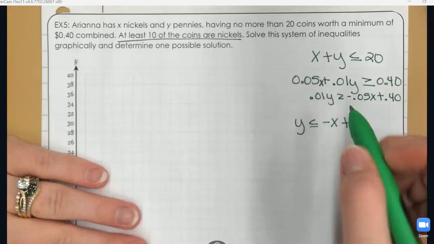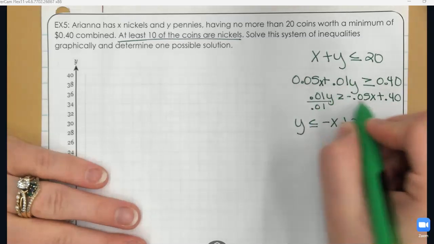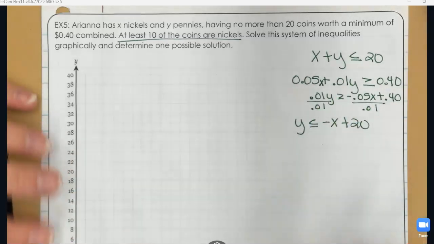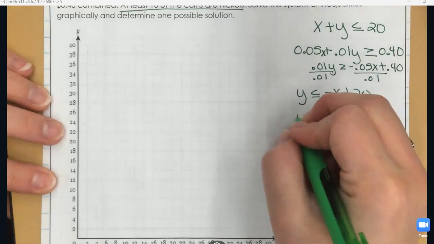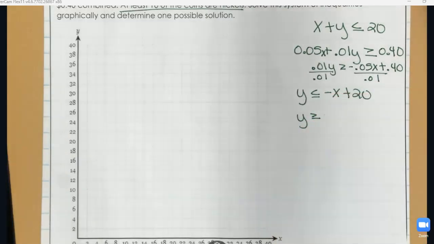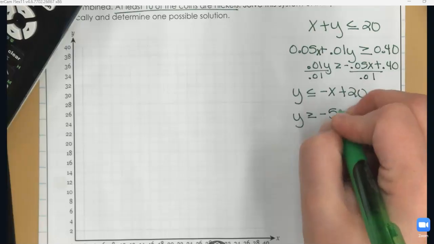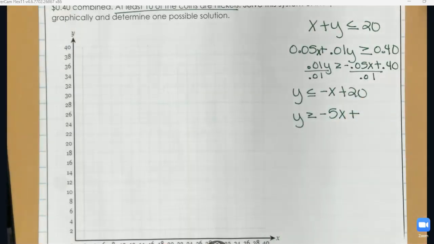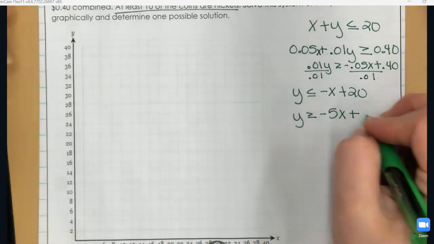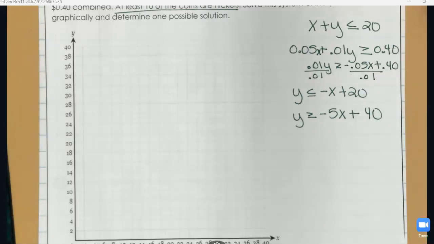And now I need to get rid of that coefficient. So I'm going to have to divide everything by 0.01. And what that's going to get me is that y is greater than or equal to negative 5x plus 40. So there are my two inequalities that I need to graph.